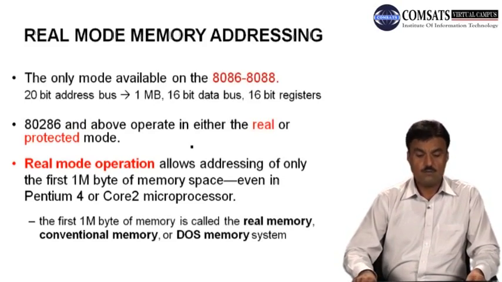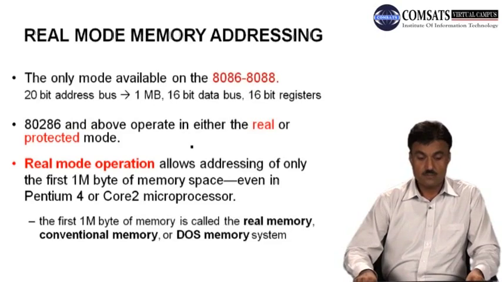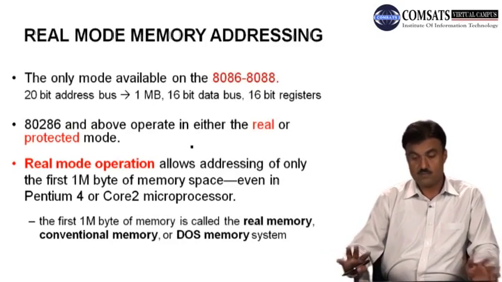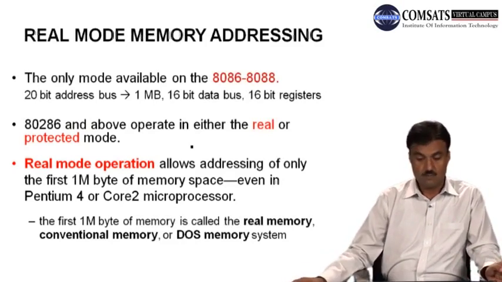Now what are the real mode operations? These operations allow addressing of only the first 1 MB of memory space, even in Pentium 4 or other higher architecture microprocessors. This first 1 MB of memory is called real memory, conventional memory or the DOS memory system. So there are different names for this first 1 MB of the main memory.